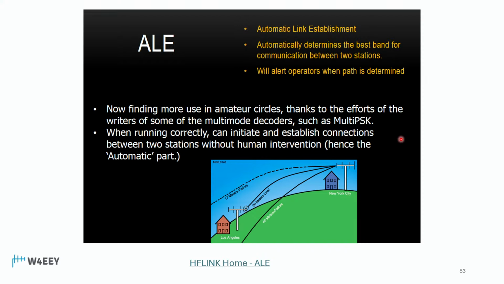So it is actually being used in amateur radio. A few notes about it. When running correctly, it can initiate and establish connections between two stations without human intervention. That's the automatic part. So here we've got a case where 20 meters is making the path, but 17 meters, it's hopping right over. So we're not able to communicate on 17. In 40 meters, we're falling short. But 20 meters works. So ALE will test those bands and tell you what frequency you can use to make your contact.